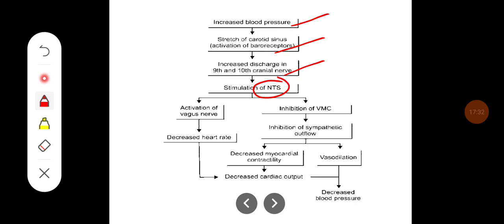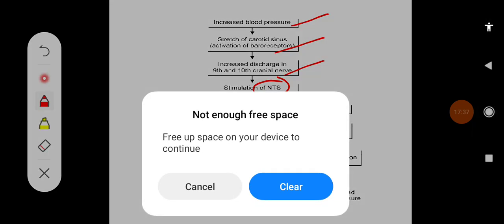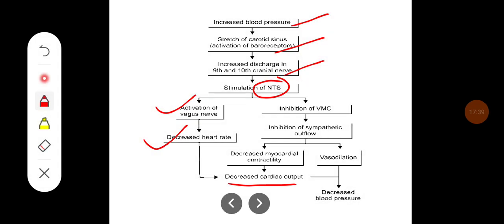There will be activation of the vagus nerve. There will be decreased heart rate and decreased cardiac output. At the same time, there can be inhibition of the vasomotor center, so that decreases the sympathetic outflow, decreases the myocardial contractility, and leads to vasodilatation, which ultimately decreases the blood pressure.